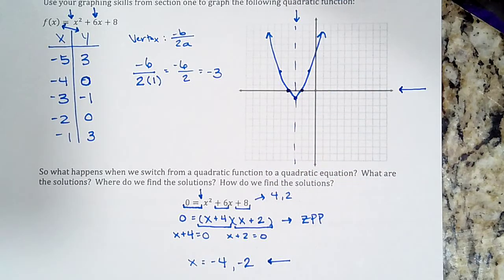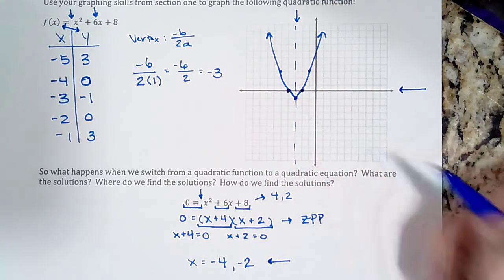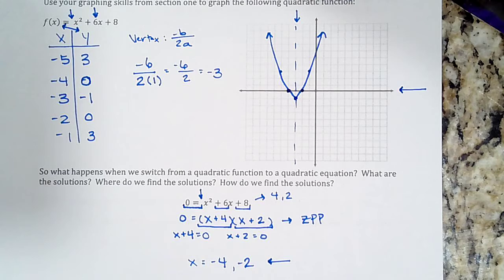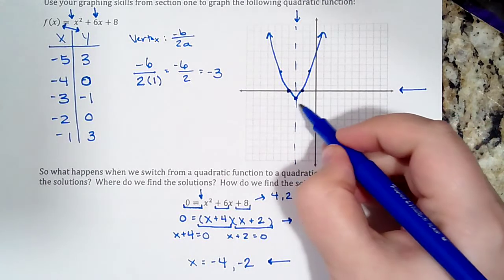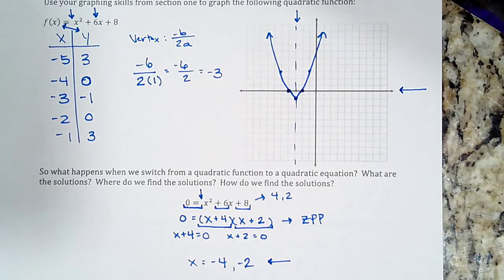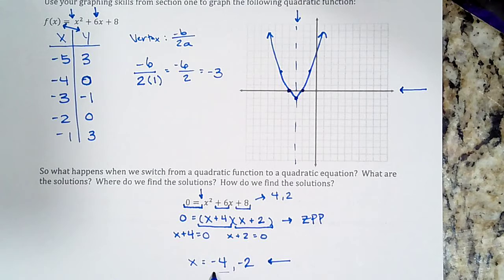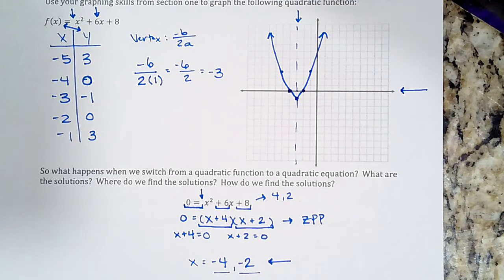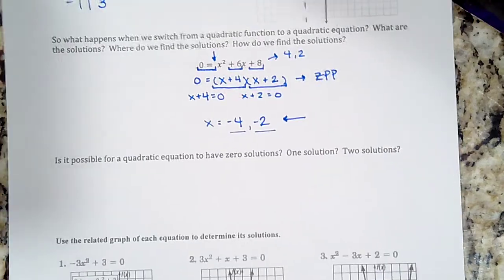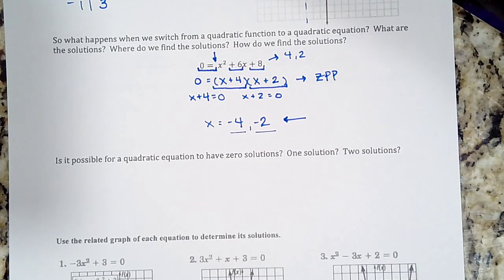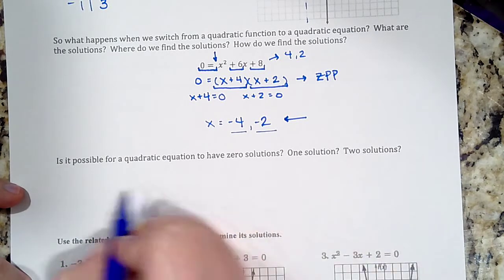Those are my solutions on both the graph and the solutions to my equation. So if something crosses the x-axis 2 times, once, twice, it's going to have 2 solutions. So let's take that a step further. Is it possible for a quadratic equation to have 0 solutions, 1 solution, or 2 solutions? Well, let's find out.